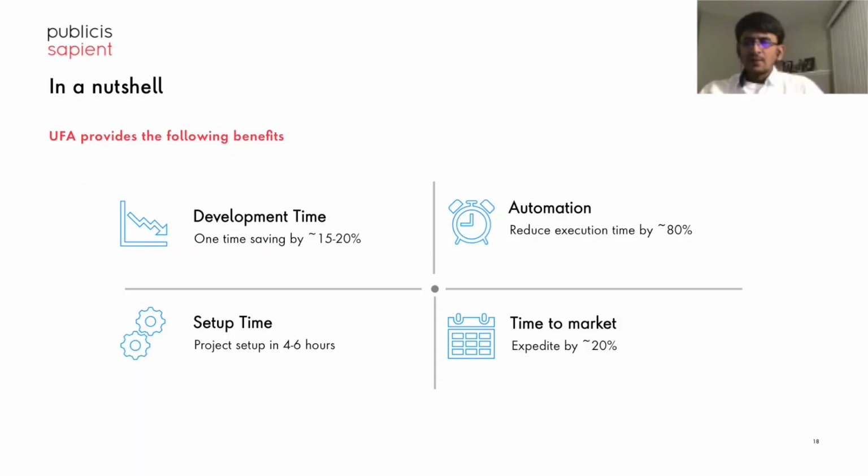In a nutshell, with this accelerator, you will get four benefits. Overall, on one-time development effort, you'll be able to save 15 to 20%, and the reduction in project setup time is to 4 to 6 minutes. We are already seeing the automation framework. We are able to reduce the automation execution time by approximately 80% through parallel execution. Finally, time to market will expedite by 20%.